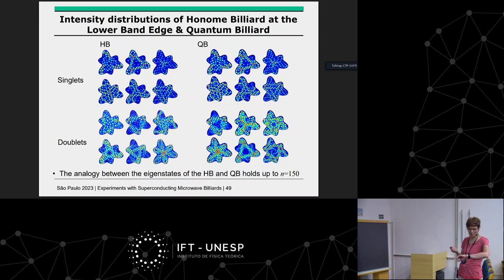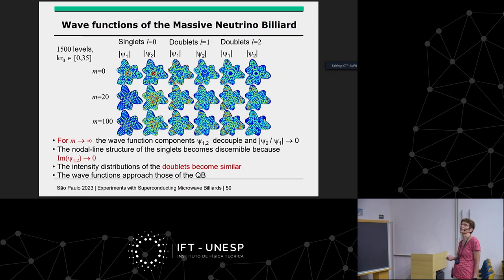I'm nearly finished because I'm now over time. Here I just show some computed wave functions for the honeycomb-Kagome lattice and for the corresponding quantum billiard. They have similar structures, so they more or less agree. And for the doublets, you also find similar structures. There you have something called bouncing ball orbits, which you see when you look at the spectral properties. These lead to deviations from what you would expect for a typical chaotic system.